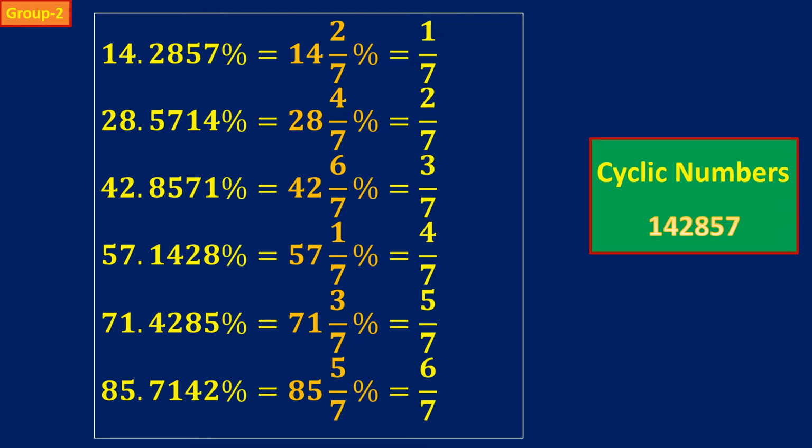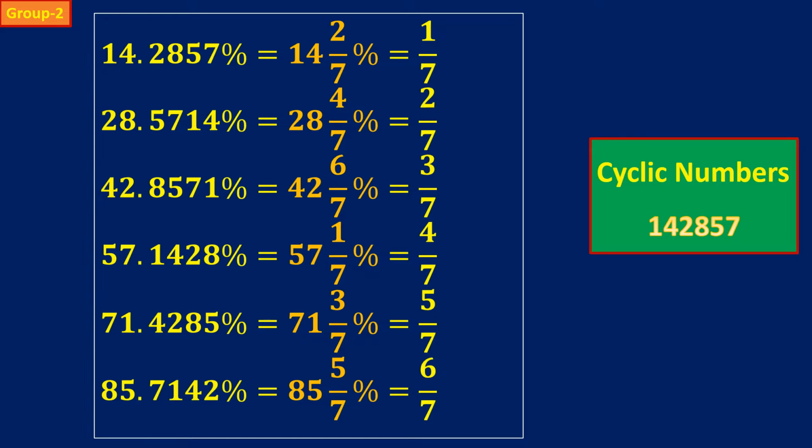In Group 2, an important point is a cyclic number. When we multiply this cyclic number with 1, 2, 3, 4 and so on, we get the same digits in all the answers. However, the digits are just displaced. For example, 14.2857% or 14.2 by 7% is 1 divided by 7. When we multiply both sides by 2, we get 28.5714% or 28.4 by 7%, which is 2 by 7.